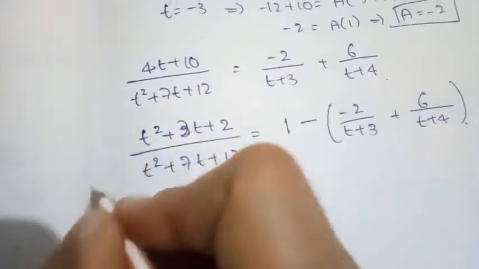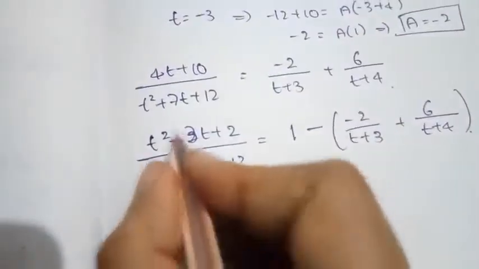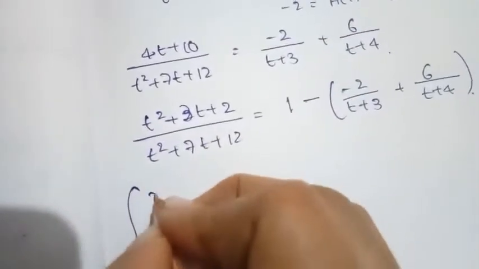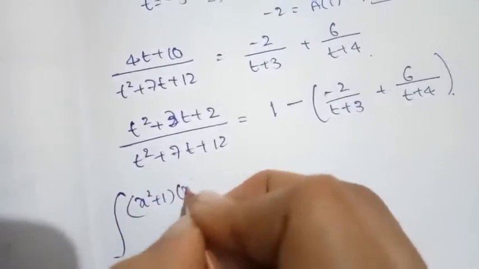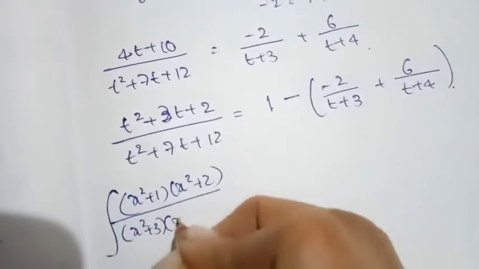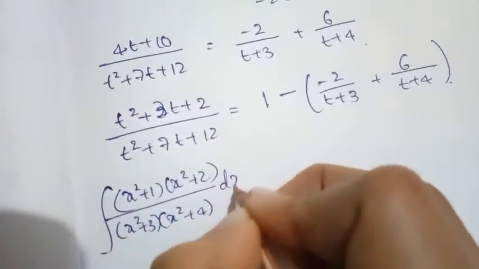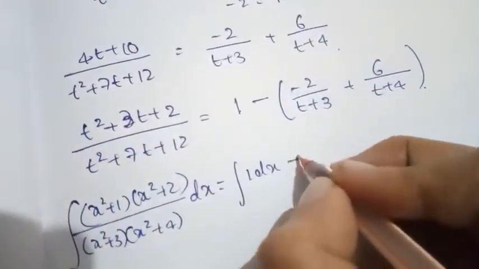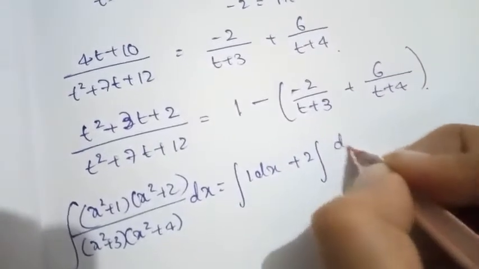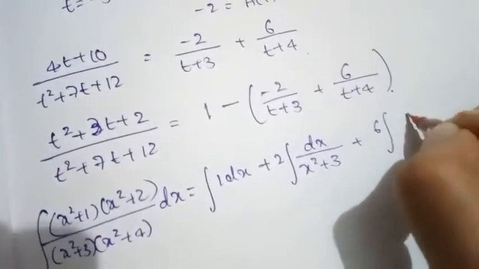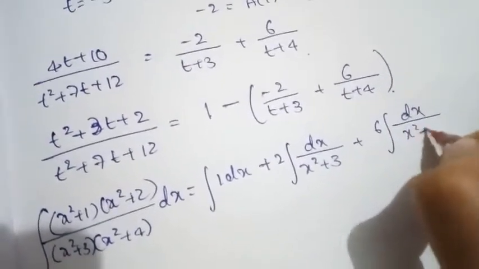Now substitute back the values of t here. Clearly this is nothing but the given question itself. So integration of x square plus 1 into x square plus 2 divided by x square plus 3 into x square plus 4 into dx is equal to integration of 1 dx minus into minus, it becomes plus 2 integration of dx divided by x square plus 3 plus 6 integration of dx divided by x square plus 4.